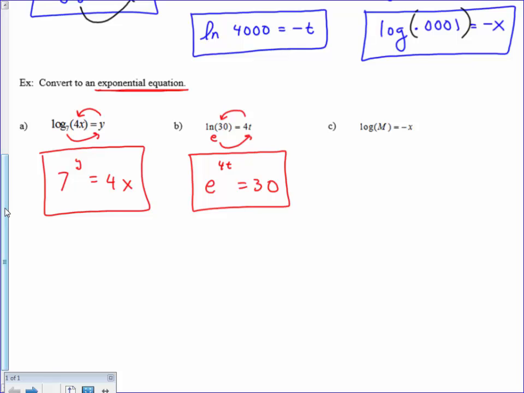Okay, the last one, we have log of m is negative x. This one we also don't see a base written because it's log with no base. It would be understood to be 10. So we would do 10 to the negative x power equals m. And that would be our new exponential equation. Something very important to note is that every single log can be rewritten as an exponential equation. Every exponential equation can be rewritten as a log.